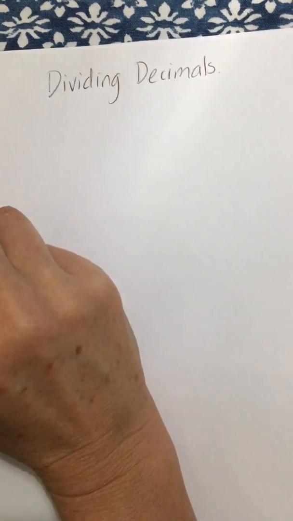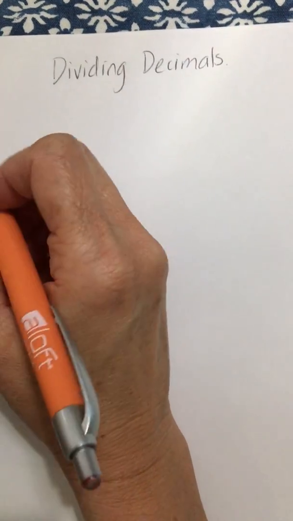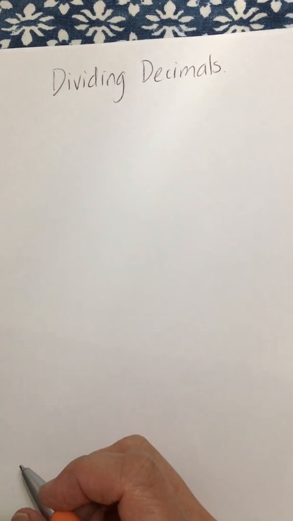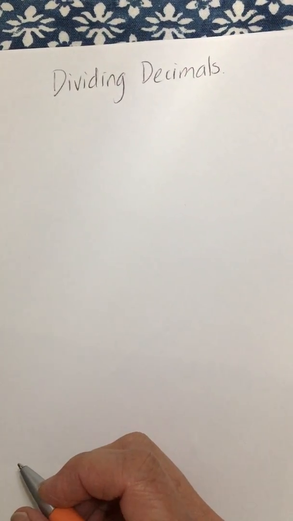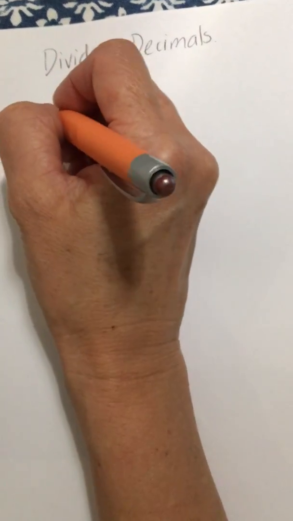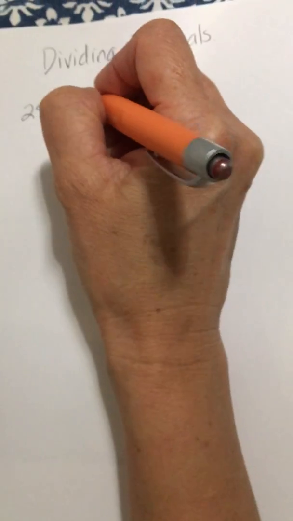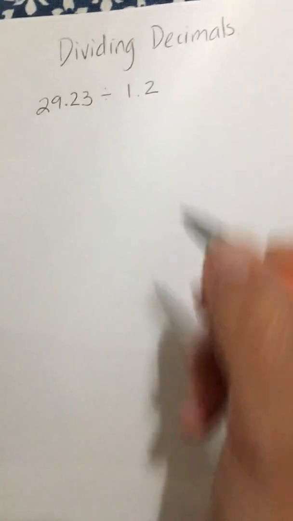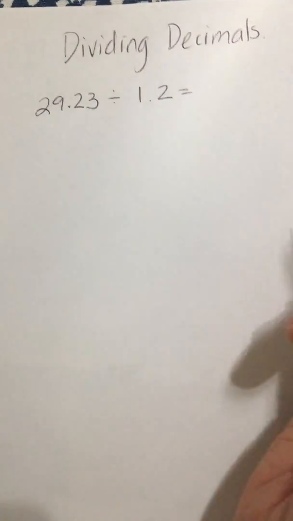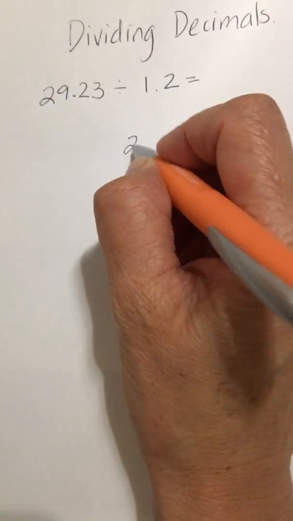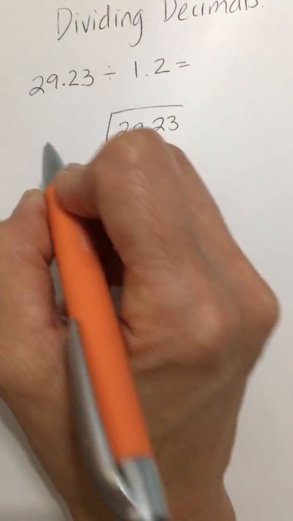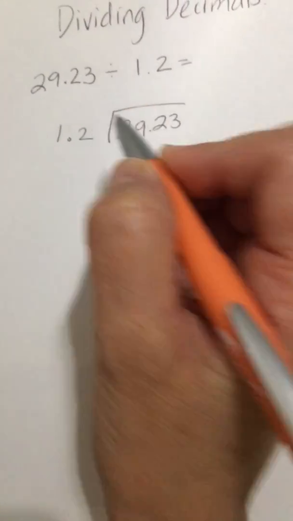Okay, fifth graders, I'm gonna review with you guys how to divide decimals. So I'm gonna take some of the problems from our last quiz and just show you how to do it again. So let's say you have 29.23 divided by 1.2. The very first thing you need to do is set them up in your long division format. So we know that 29.23 is gonna be our dividend, and our divisor is going to be 1.2.